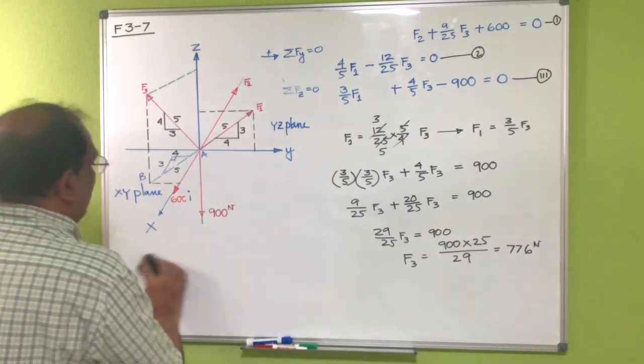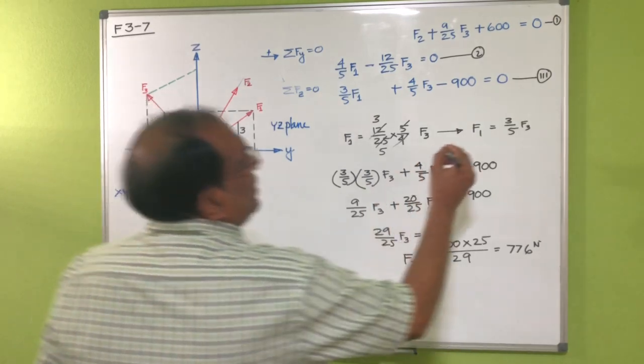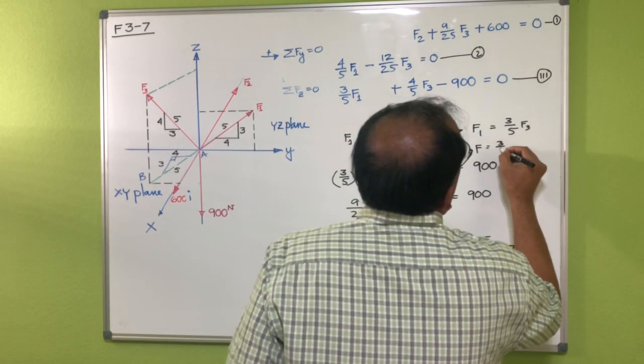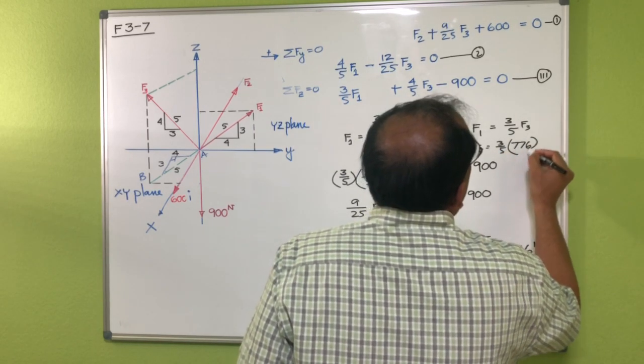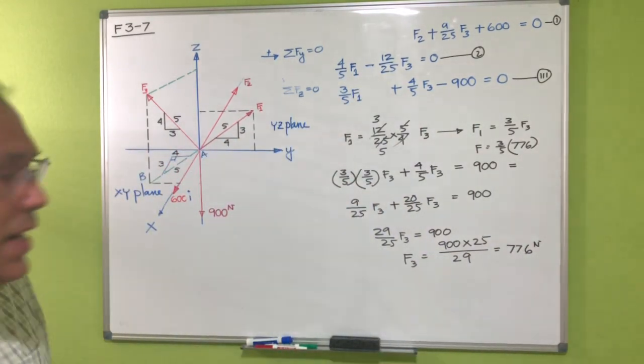So now if I plug that value of F3 here, then my F1 would be 3/5 of 776, which is basically 466.